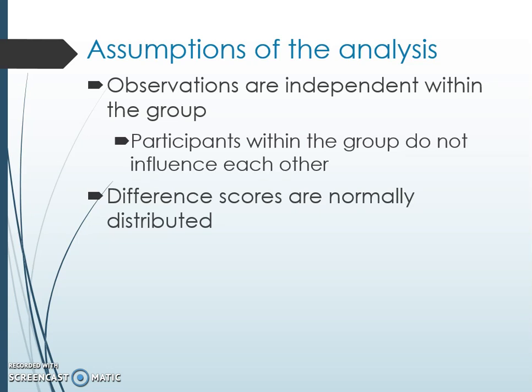The second one is that the difference in the scores are normally distributed. So if you took each person's score and found the difference between the 2 scores, and took all those differences and looked at them, then the assumption is that those difference scores are normally distributed.